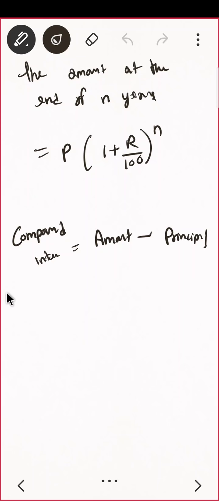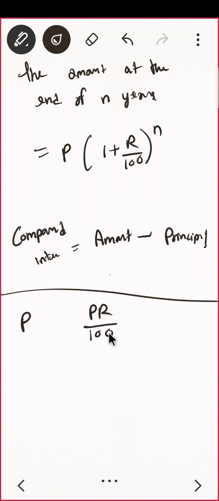If you want, I can quickly tell you the table. Here I will be having P. The interest will be what? P into R upon 100. That will be my interest. This is how I used to calculate interest. So now my new amount will be what? It will be principal plus PR upon 100, that is P plus PR upon 100.